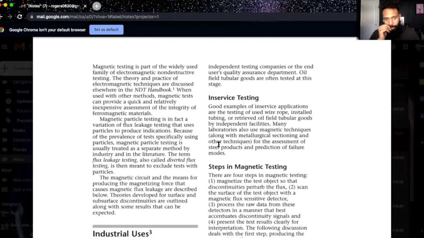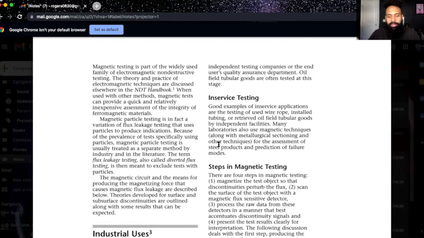In-service testing. Good examples of in-service applications are the testing of used wire rope, installed tubing, or retrieved oil-field tubular goods by independent facilities. Many laboratories also use magnetic techniques along with metallurgical sectioning and other techniques for the assessment of steel products and the prediction of failure modes.